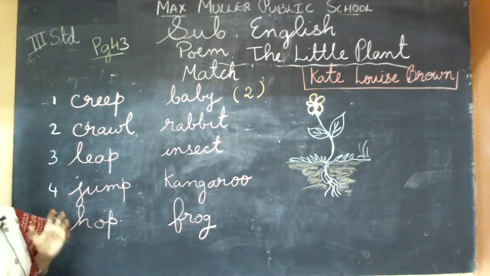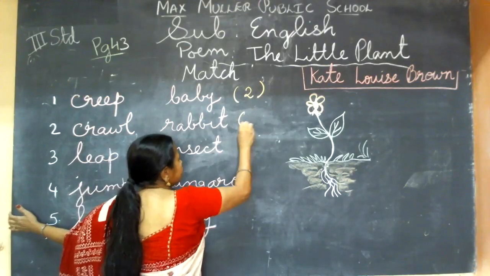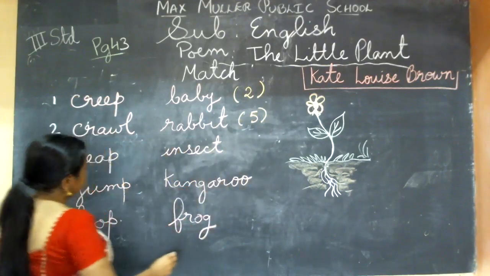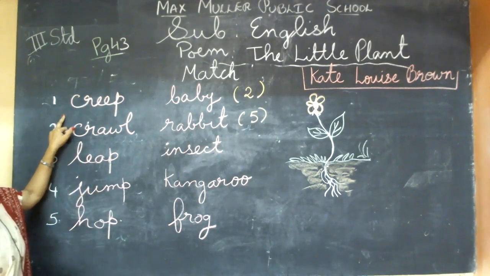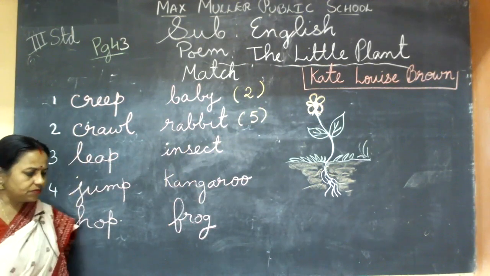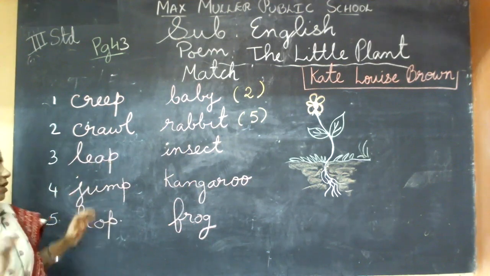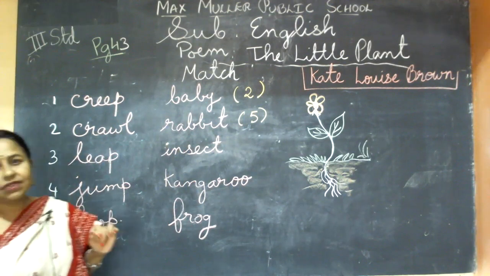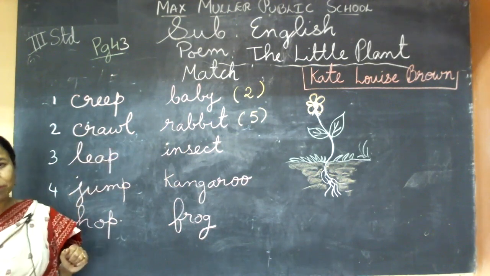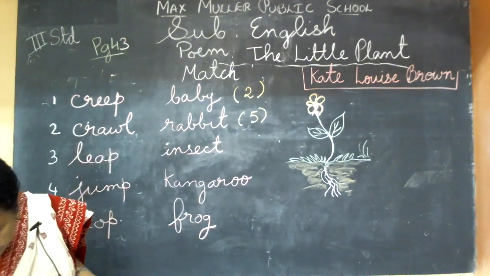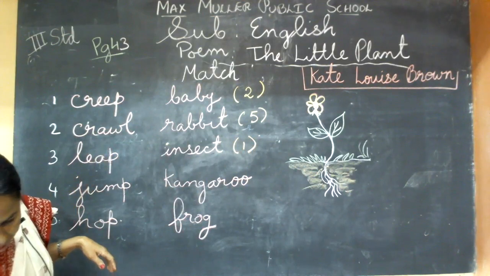Rabbit, what we say? Rabbit, they hop. Number five, you write. Okay, now insect normally creep. Insect, they crawl, creep. That is not called walking or something. Insect normally they crawl. They just crawl like a cockroach. Imagine one cockroach, how they walk. That is only crawl. They creep, we say. So insect, creep, you write number one. Next one, kangaroo. Kangaroo is leap.